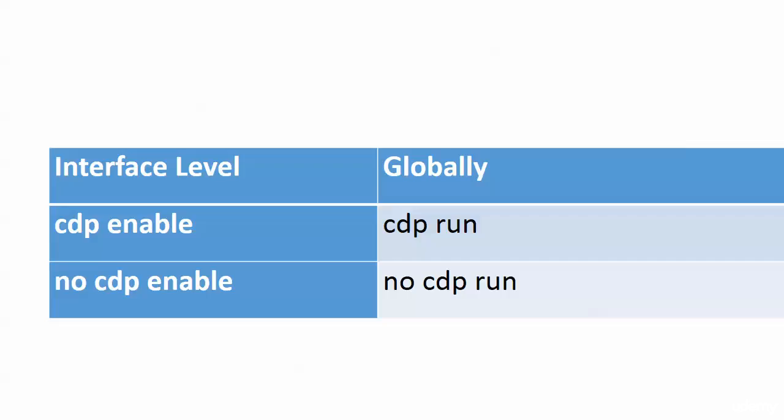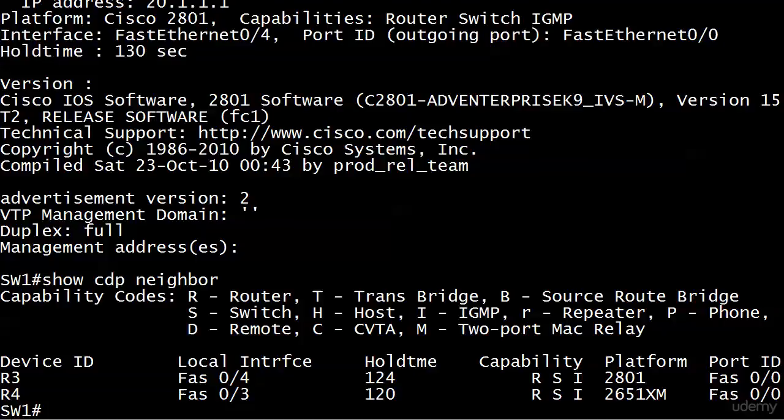And I hesitate to call something like this a chart because it's actually just a couple of lines, but here you go. If you are working with CDP at the interface level, the command is CDP enable and no CDP enable. If you're working with it globally, the command here is CDP run or no CDP run, and that's it. Let's go ahead and get back on the switch and we'll experiment with a couple of these commands.